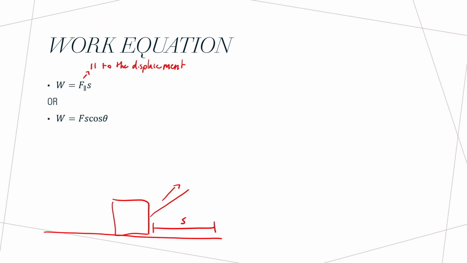So what we would need to do is undertake a little bit of vector analysis to determine this. Essentially, we have our force, which is going in the up and right direction. And this force can be broken up into two perpendicular components. Here, this force at the bottom would be equivalent to F parallel.